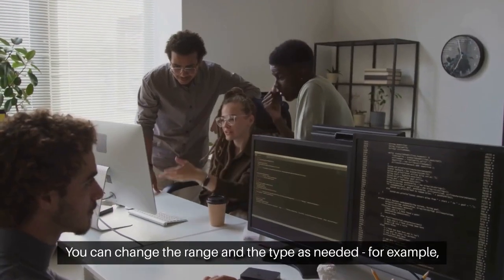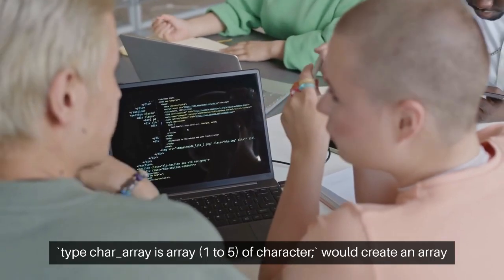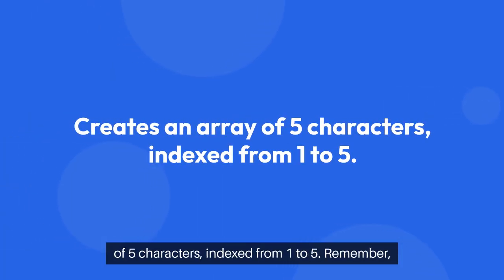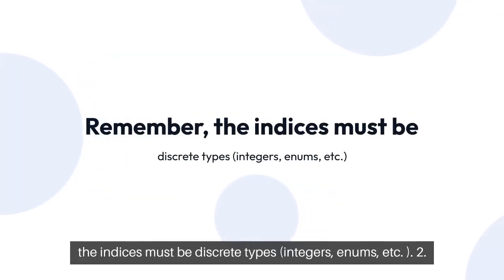You can change the range and the type as needed. For example, type charArray is array (1 to 5) of character would create an array of 5 characters indexed from 1 to 5. Remember, the indices must be discrete types: integers, enums, etc.